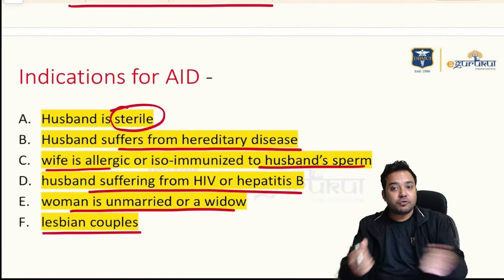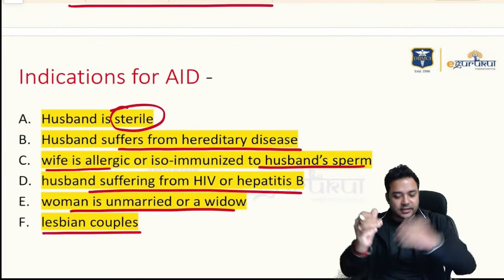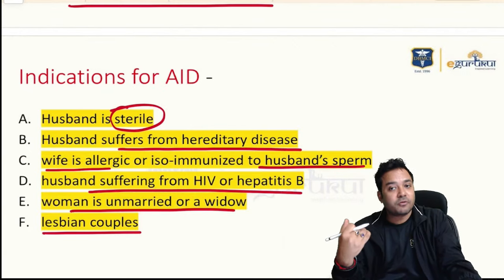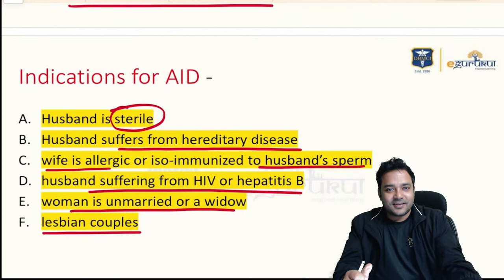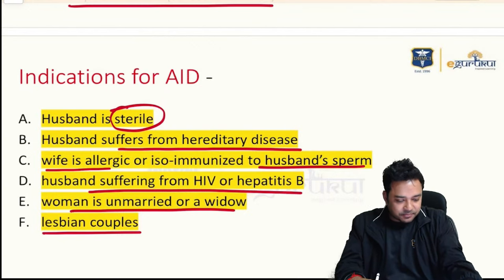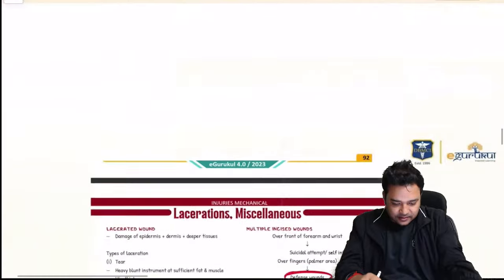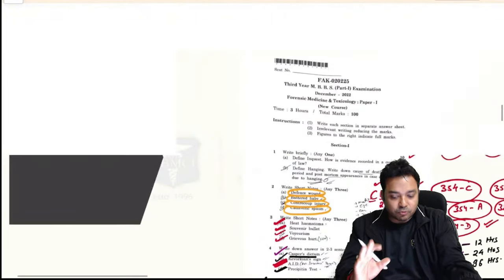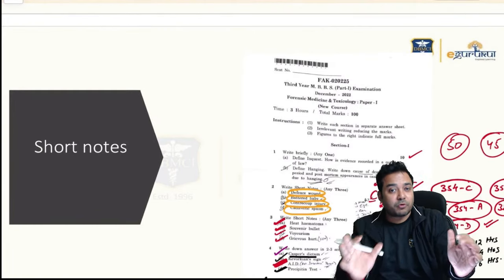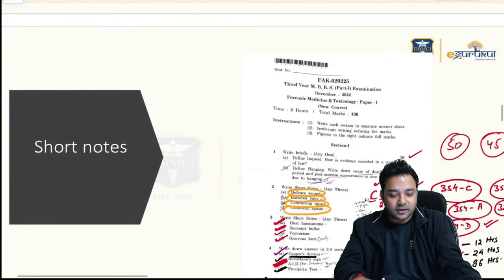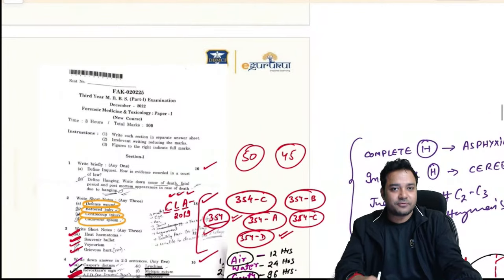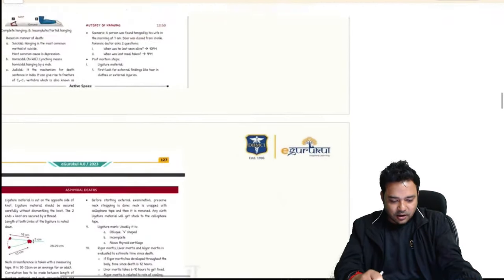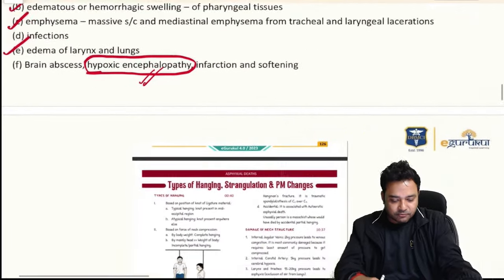Any other thing which you want to clarify? Any other topic which you want to clarify in relation to prof questions of your university? Now your queries are welcome. My whole motive was to tell you that your eGurukul notes are apt for your prof as well as PG exams. Have that faith, have that belief. Your notes are completely fulfilling for both your exams.